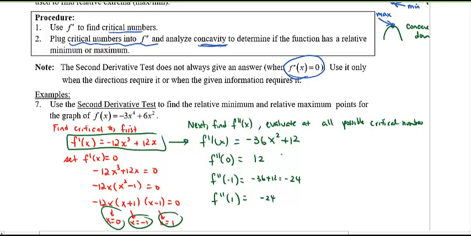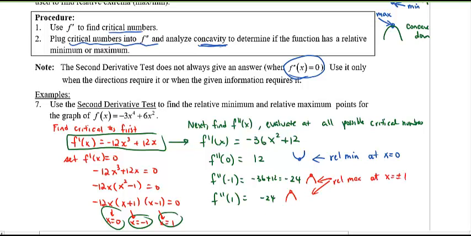What does this mean? Well, a positive number for the second derivative means concaving up. So therefore this must be a relative minimum at x equal to 0. And then these other two, since they are negative, that means it must have been concaving down like this. So these two are relative maximums at both x equals plus or minus 1.